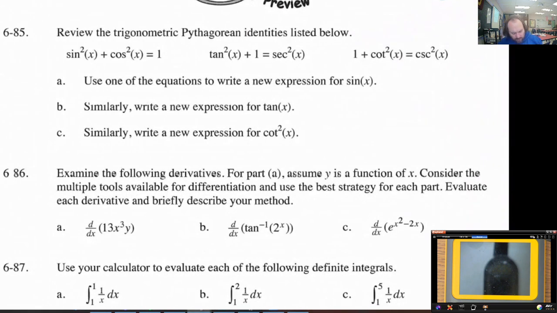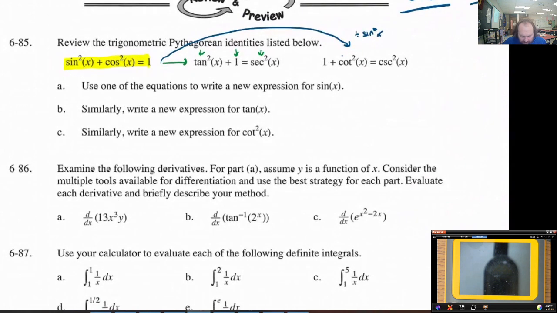We have to review the trigonometric Pythagorean identities listed below. As I've said many times, this is the only one you should ever memorize. The rest of them actually follow from that one. You get this one here if you divide everything by cosine, because sine divided by cosine is tangent, cosine divided by cosine is 1, and 1 over cosine is secant. And the same thing is true about this one over here. You get this one if you divide everything by sine, or sine squared, I guess. You get 1, cotangent and cosecant. Doesn't really matter for this problem, though.